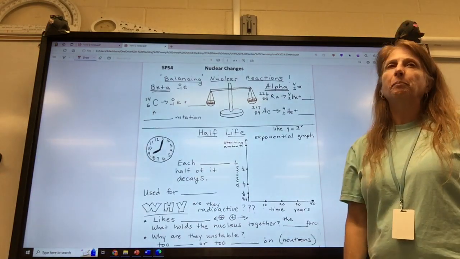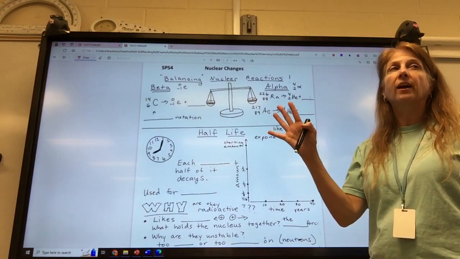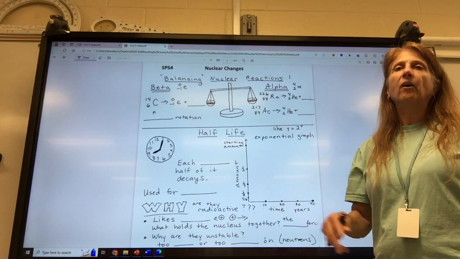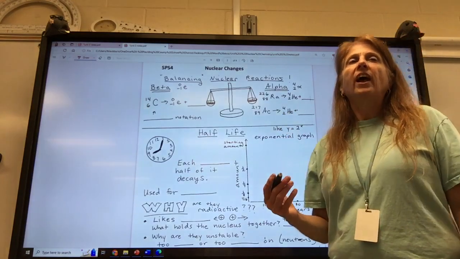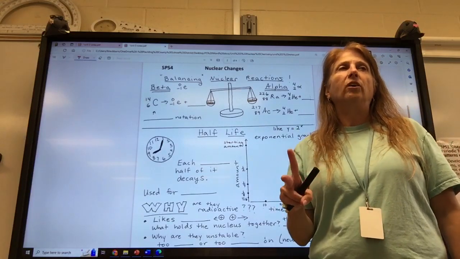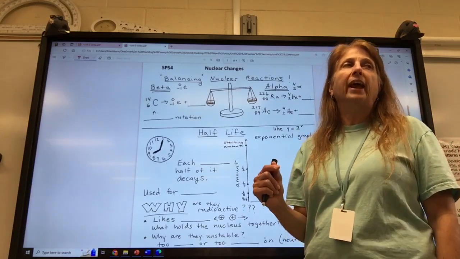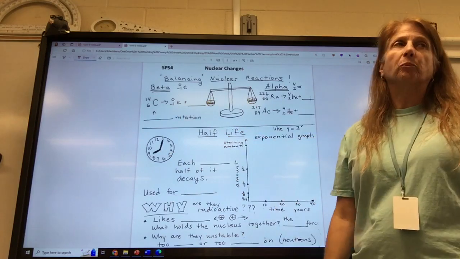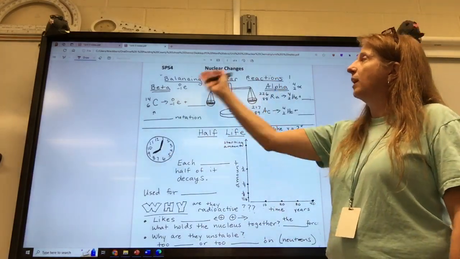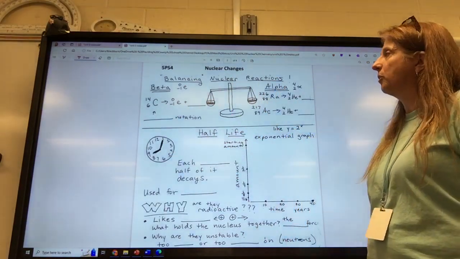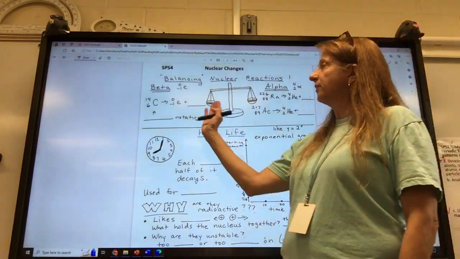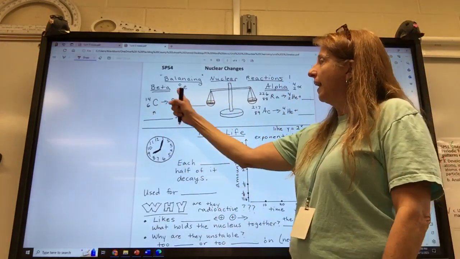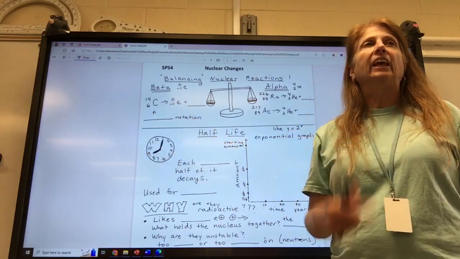Now, this has to do back with our essential question, which was, how is the law of conservation applied to nuclear reactions? And it is you can't create matter or energy. What you put in is what you get out. So this is a math equation we're going to learn. And there's 2 kinds of nuclear reactions we're going to learn about, alpha and beta. And we're going to talk about beta first. So this is like a math equation, and the arrow is like the equal sign.